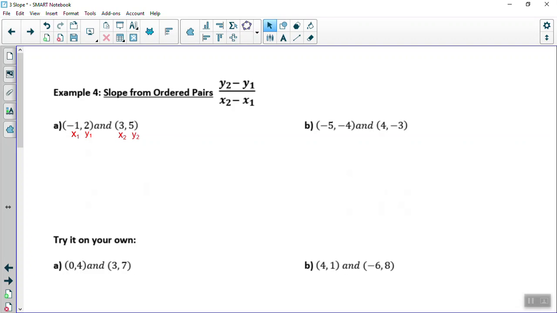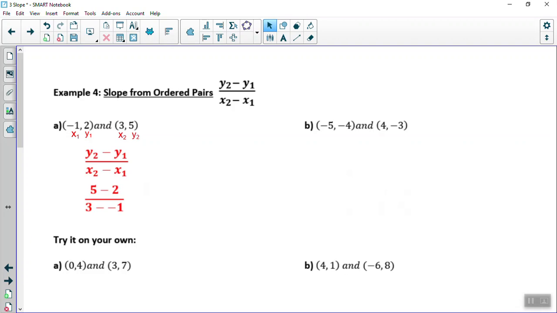So to do this problem, my top subtraction problem then is going to be my y2 minus my y1, my 5 minus 2. Then on the bottom, I'm going to do x2 minus x1, 3 minus negative 1. So watch out and make sure that you're doing that 3 minus negative 1. We need both. Okay. So 5 minus 2 and 3 minus negative 1. It's important that you have that negative there.